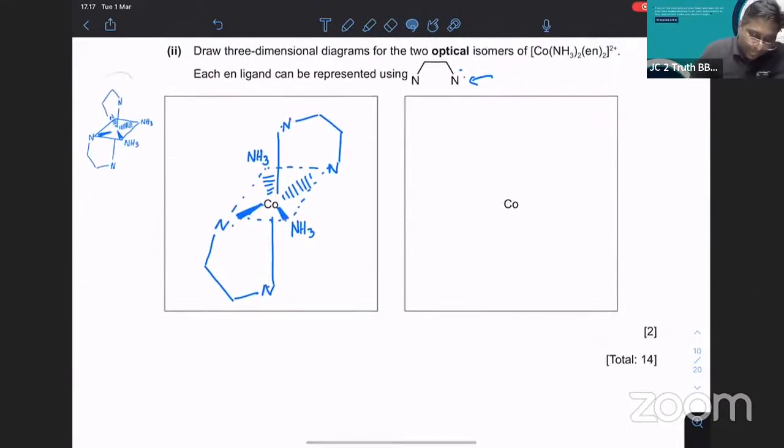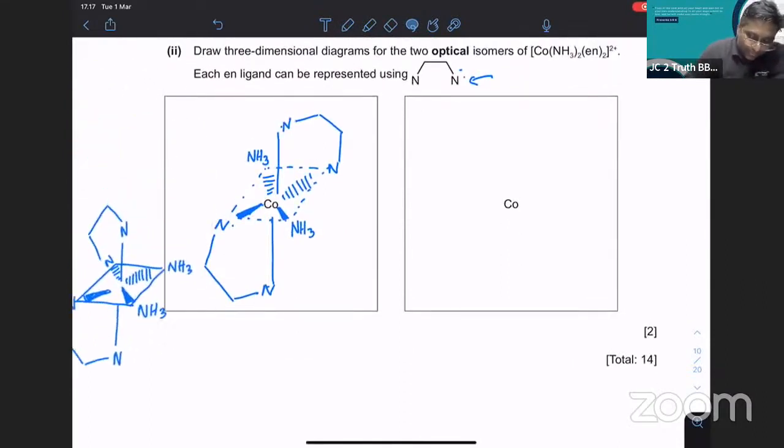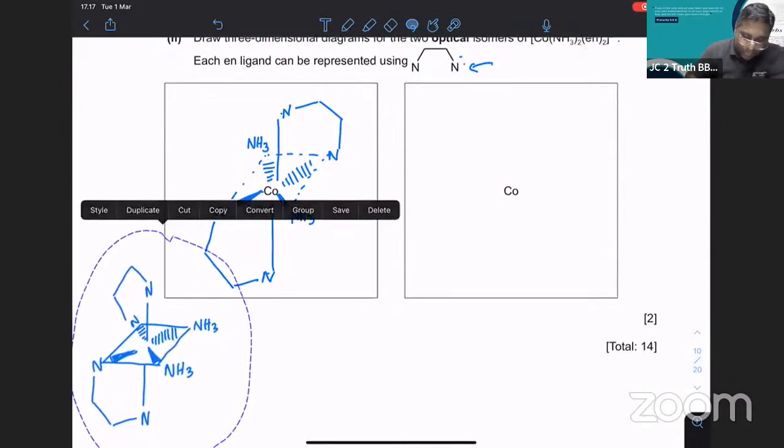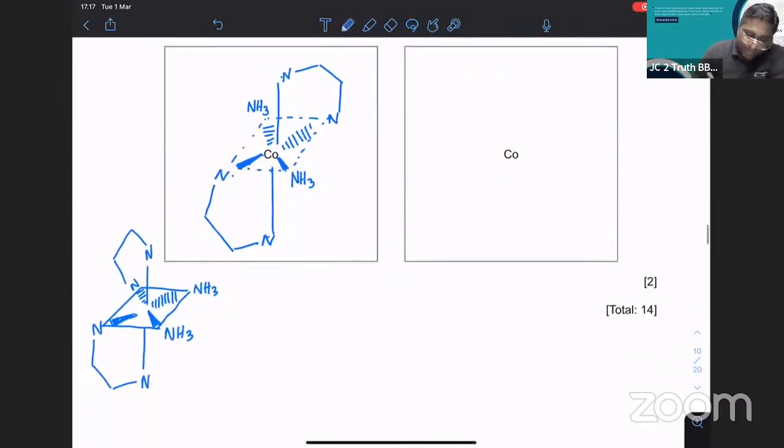So if you draw cis, then what is the difference of cis? Cis is going to be the ammonia side by side. So this is also acceptable. But since we are talking about the cobalt, and since we are talking about optical isomerism, if you have drawn like this, then you have to draw the corresponding version, the optical isomer for this.